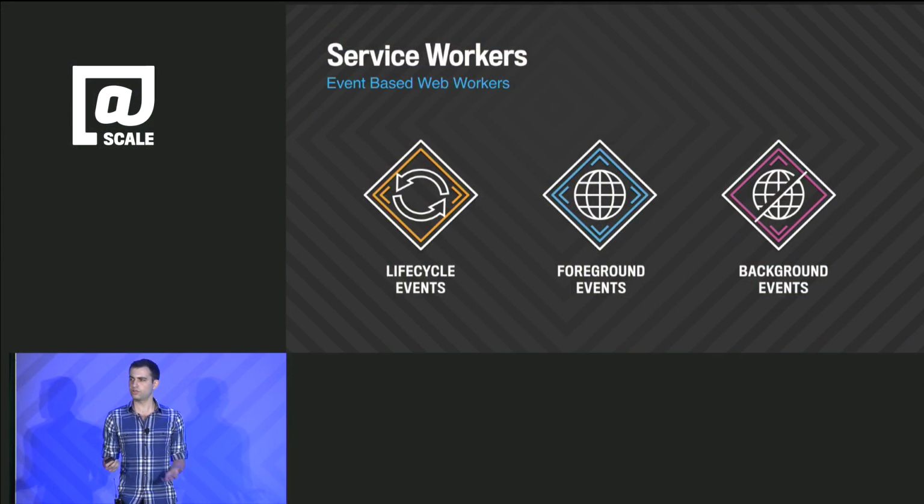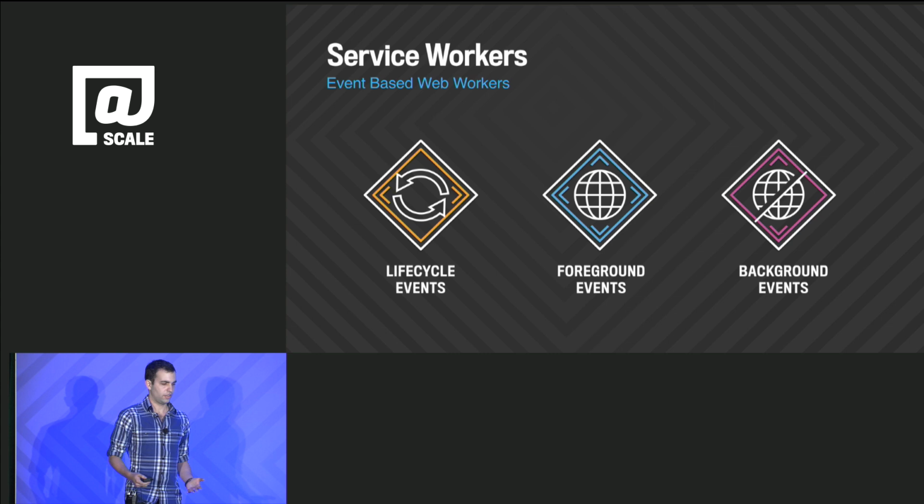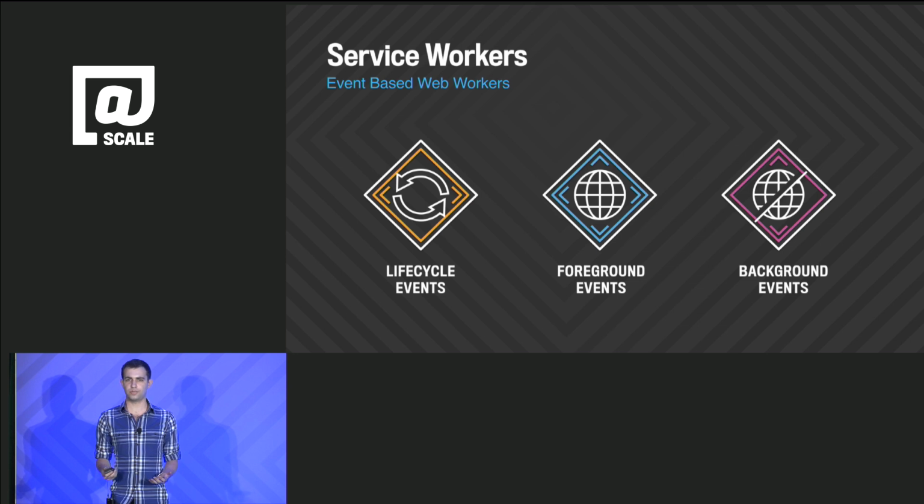There's generally like three main kinds of events. The events around their lifecycle, installing, updating, managing them. The foreground events, which are events that take place when the web page is open, so like network requests, things of that nature to run the web page. And then background events, so events that take place when the web pages may be closed, so maybe like syncing some data in the background or push notifications.